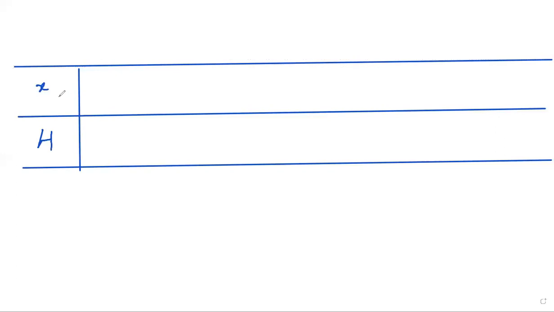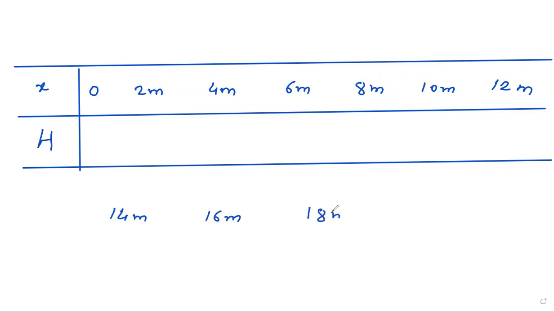Okay, x is 0, 2 meter, 4 meter, 6 meter, 8 meter, 10 meter, 12. After 12, then I will write 14 also. So below I will write 14 meter, 16 meter, 18 meter, 20 meter. So as you know, L is 20, H is 2 meter.